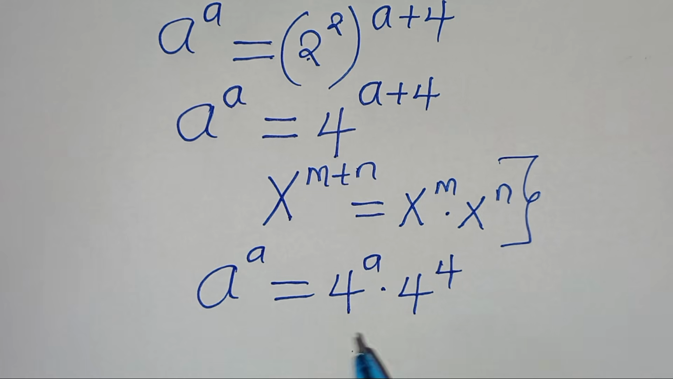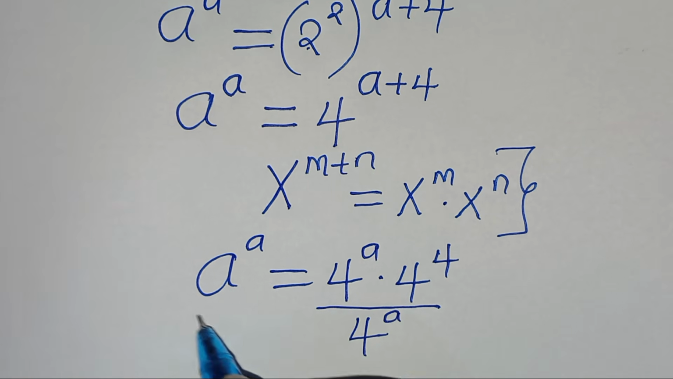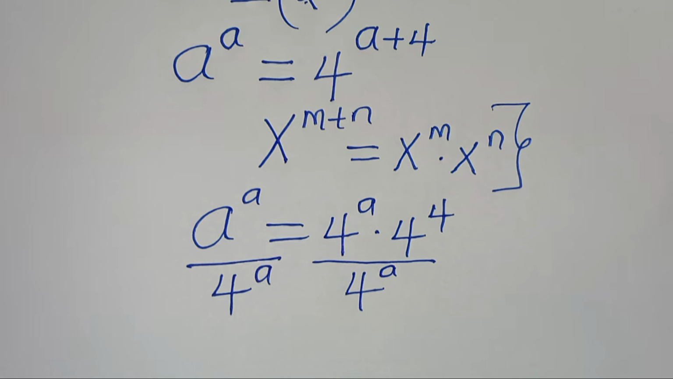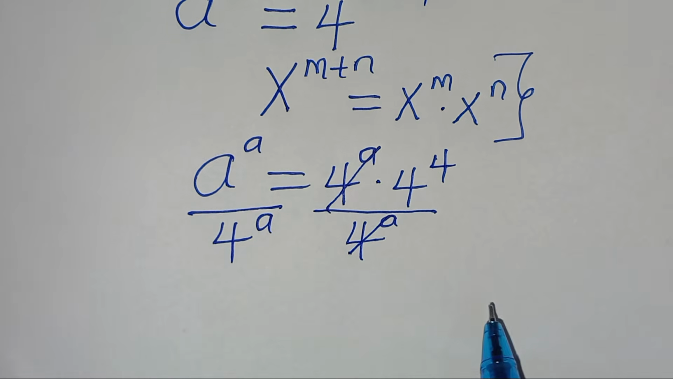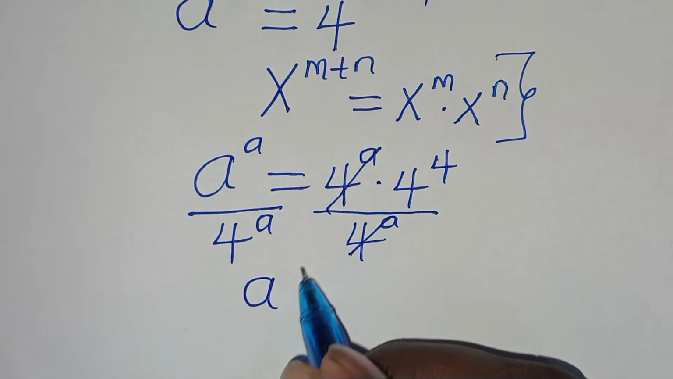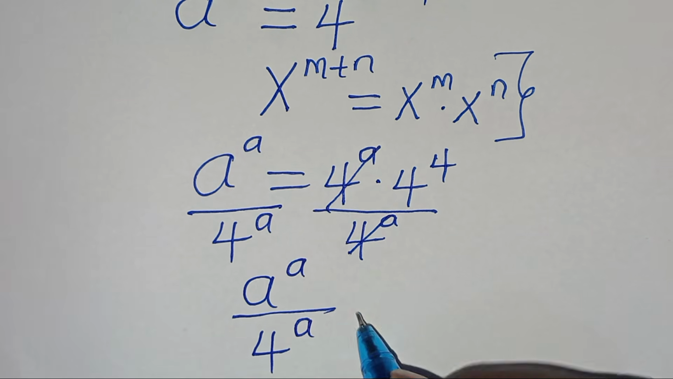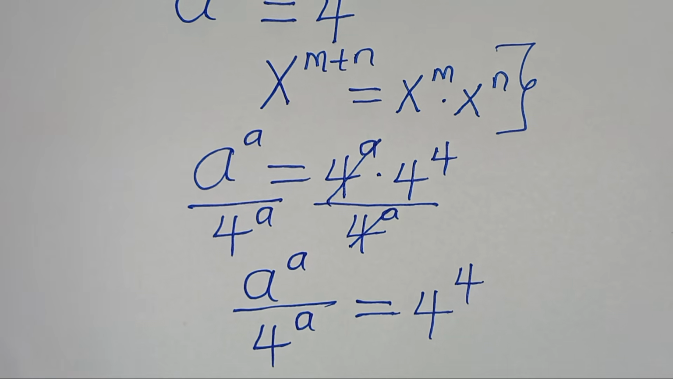Okay, the next step is to divide on both sides by 4 to the power of a. Also here we have 4 to the power of a, so we can simplify here. Let's simplify 4 to the power of a so that now we have a raised to the power of a divided by 4 raised to the power of a equal to 4 raised to the power of 4.